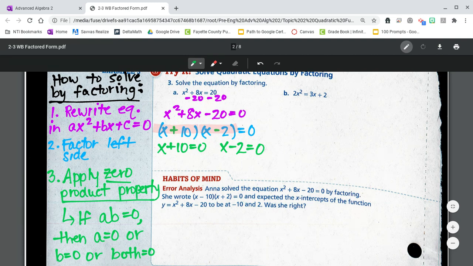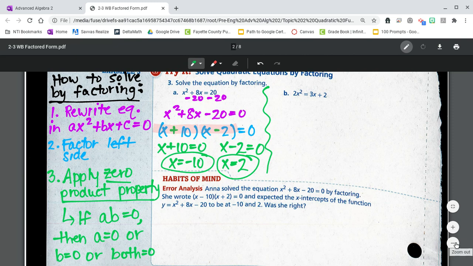So x plus 10, to solve that, I would subtract 10 on both sides. So x would be negative 10. And for x minus 2 equals 0, add 2 to both sides, and we get x equals positive 2. So my two possible solutions are x equals negative 10 and x equals 2.